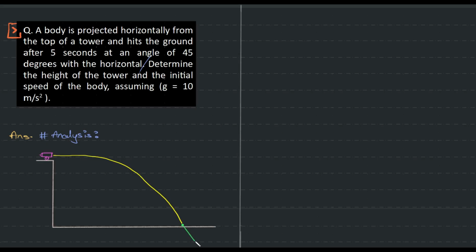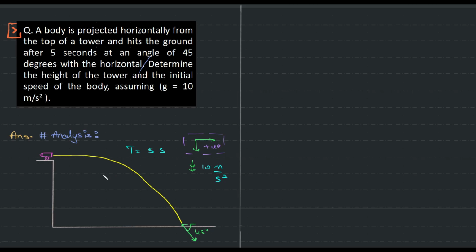So we have the object impacting at this angle, which looks like 45 degrees, and it takes 5 seconds for the journey. We have this to be g. I'm going to take down and right as the positive direction. Time of flight is 5 seconds, and g is 10 meter per second square. Do we have all of it? Yes, we kind of have.